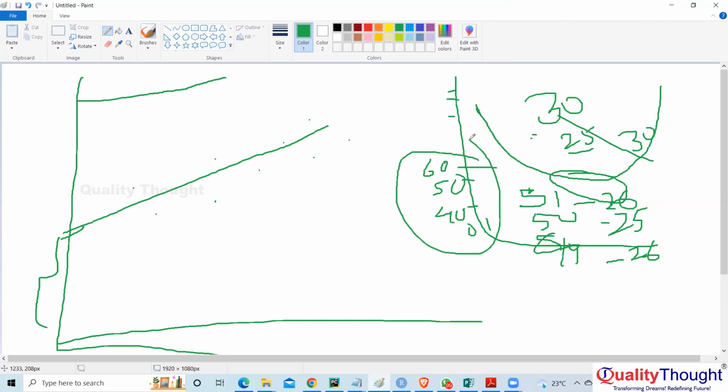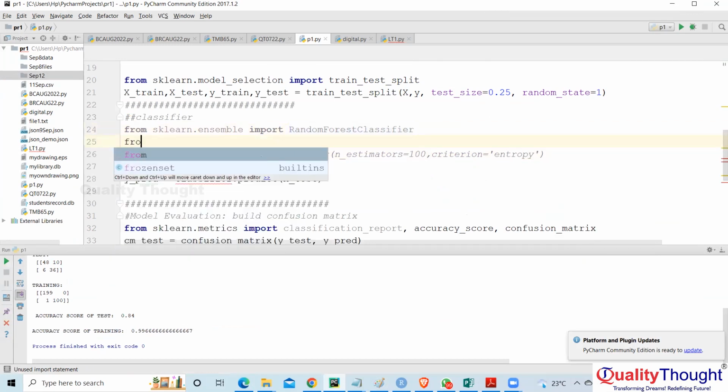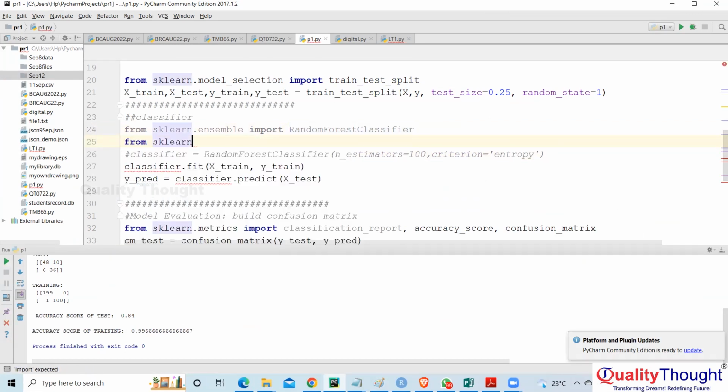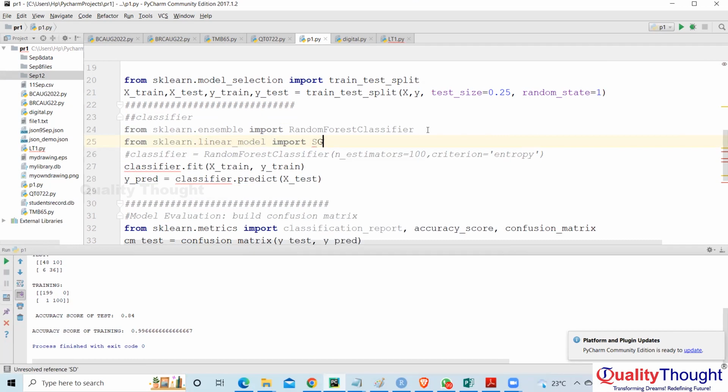So let's try to do the classifier here. In this case, we will call the linear model only, from sklearn.linear_model import SGDClassifier, which stands for stochastic gradient descent classifier.